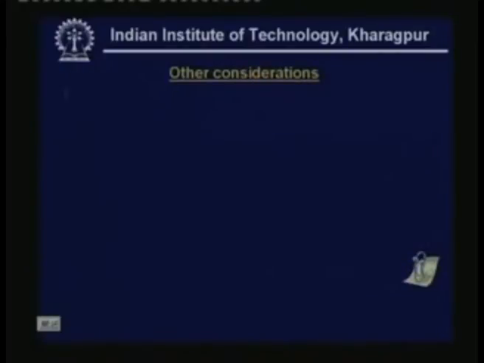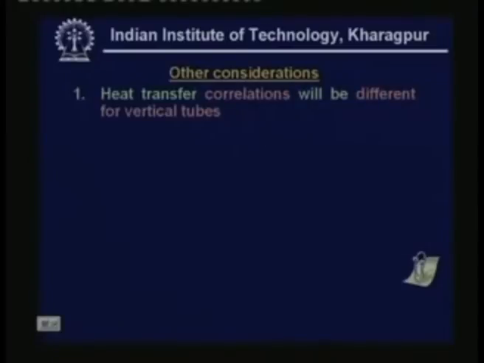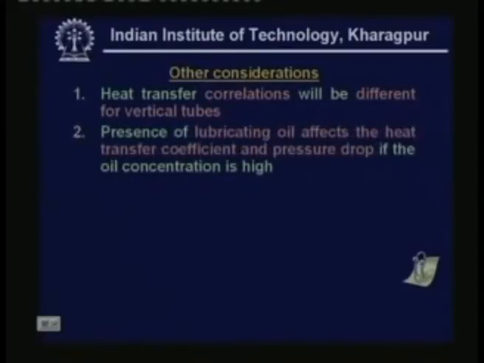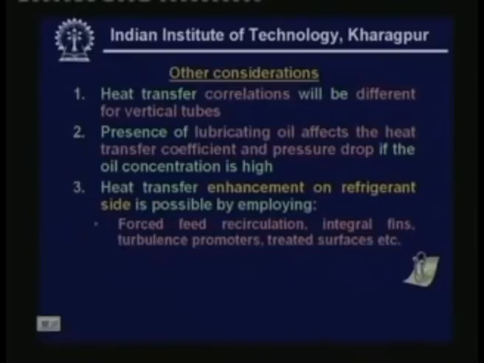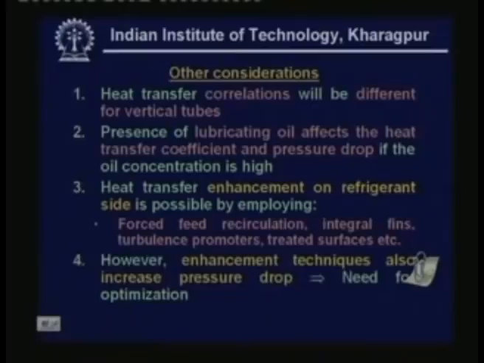Let us look at other considerations. Heat transfer correlations will be different for vertical tubes. Presence of lubricating oil affects the heat transfer coefficient and pressure drop if the oil concentration is high. Heat transfer enhancement on the refrigerant side is possible by employing forced feed recirculation, integral fins, turbulence promoters, treated surfaces, etc. However, enhancement techniques also increase pressure drop. That means we have to optimize the enhancement techniques so that you get a high heat transfer coefficient while the pressure drop is not very high. So these are the considerations.